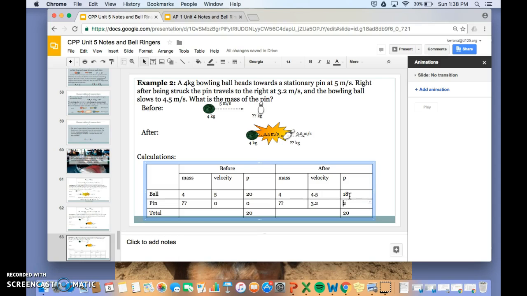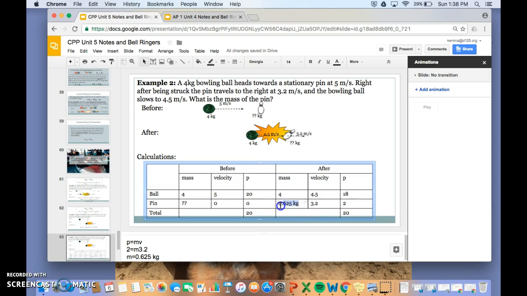So now that I know that, I can work backwards to find the mass of the bowling pin. So what I would do is I could say P equals mv. Turn off my caps lock. The final momentum is 2, is equal to the mass, that's my unknown, times its velocity, 3.2. So if I divide 2 by 3.2, I can say that the mass is equal to 0.625 kilograms. And so I've solved for that mass, and I can plug that into my chart.